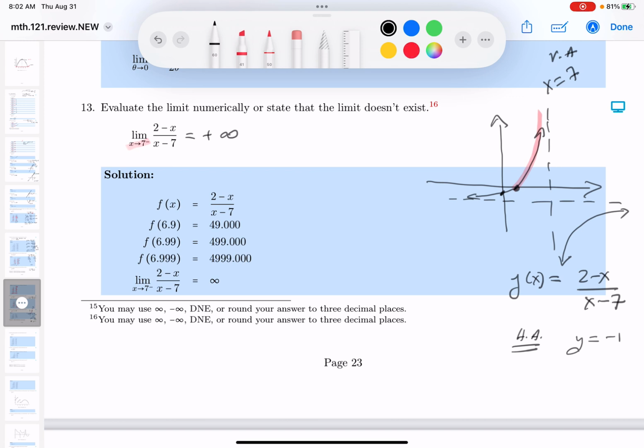And I want to emphasize that what we're doing is we're getting close to 7, but from the left side of it, over here. Now, what's a good number to the left of 7 that's close to it? I'm going to say 6.9. To get closer, 6.99. To get closer, 6.999. Now, certainly those numbers are definitely going towards 7 to the left. Then you do your computation using your computer, and you get these numbers over here. Now, if I look at that set of numbers, 49, 499, 4,999, I'm going to say they look like they're blowing up pretty quickly, going towards plus infinity.